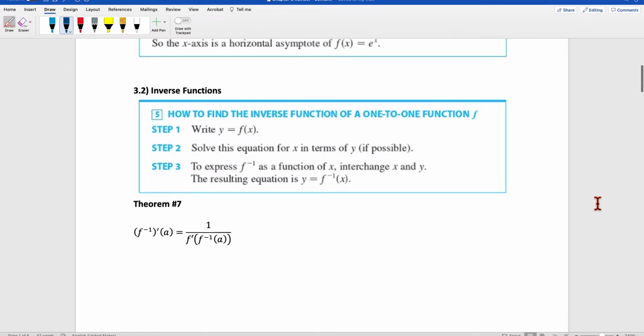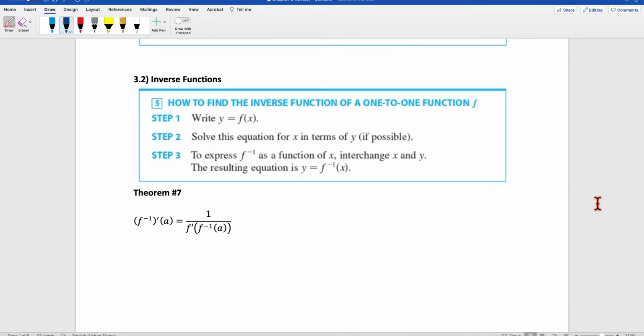Inverse functions, know how to find an inverse. And again, when I went through this, I sort of switched steps 2 and 3. I tend to switch my x and y variables first, and then I solve for y, but either way. So they solve and then they switch them, but that'll work.